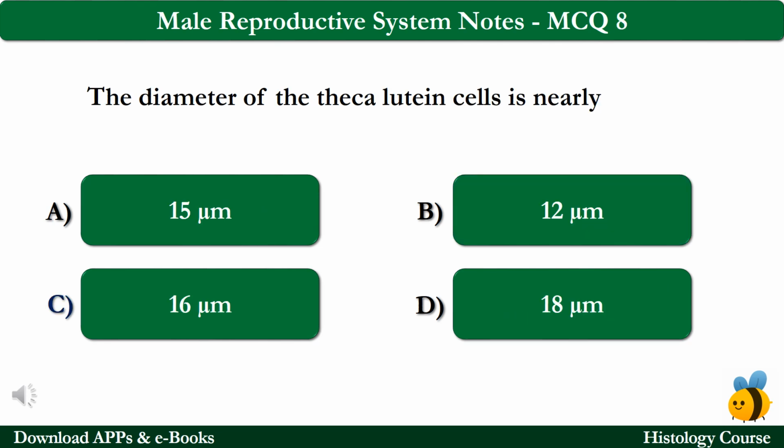MCQ number 8. The diameter of the theca lutein cells is nearly option A 15 micrometer, option B 12 micrometer, option C 16 micrometer, and option D 18 micrometer. The correct answer is option A, which is 15 micrometer.